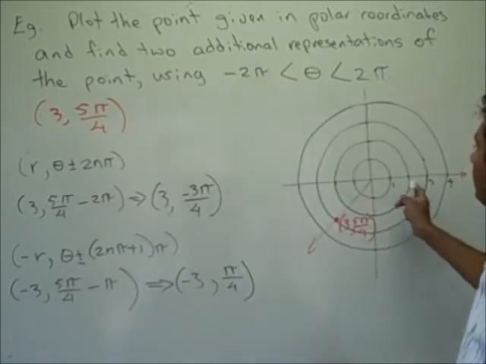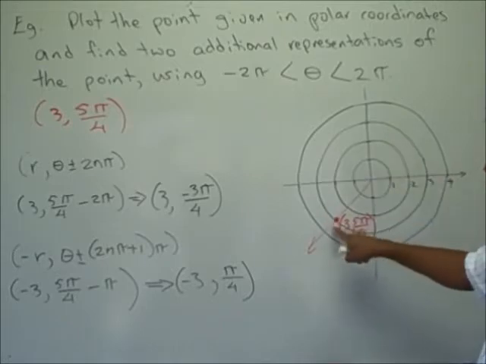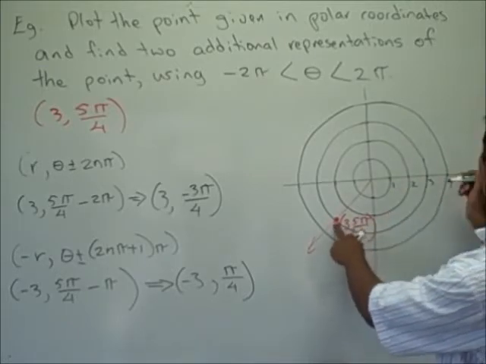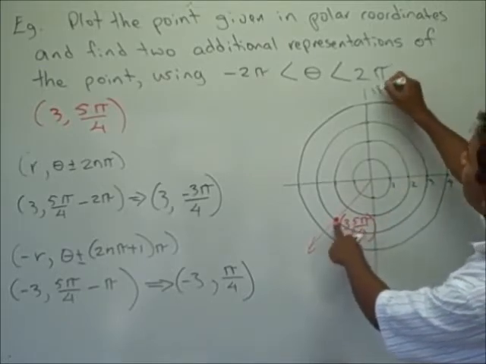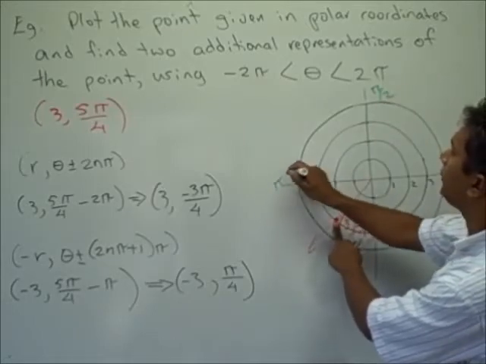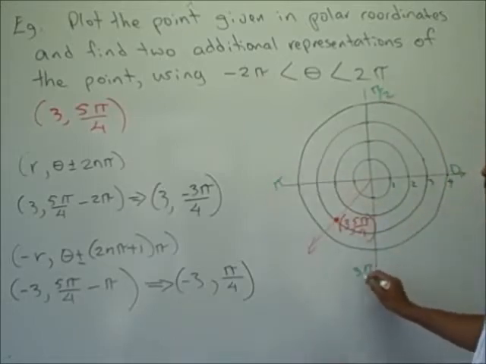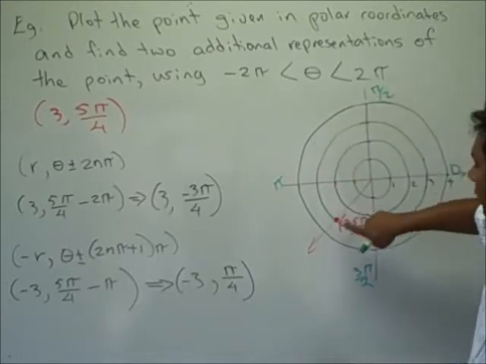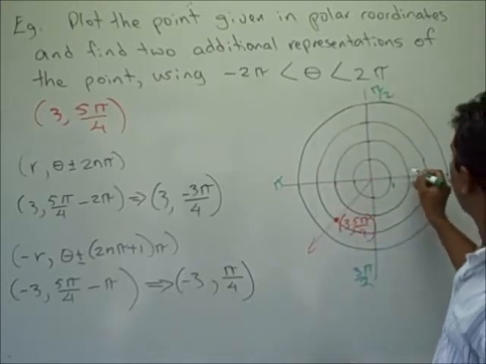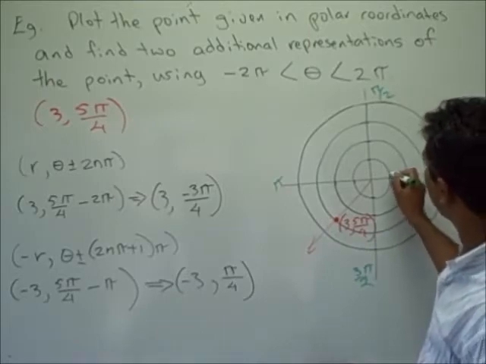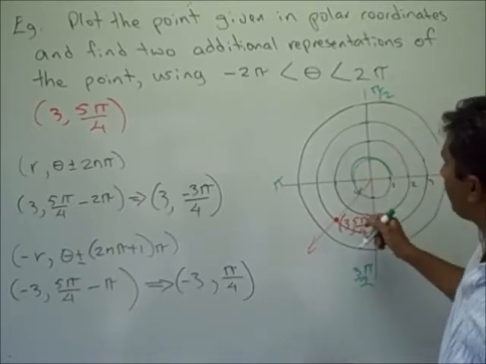When we plot this on our polar coordinate system, we have a radius of 3 and our angle is 5 pi over 4. This will be 0, pi over 2, pi, and 3 pi over 2. So our angle here is 5 pi over 4, measuring in this direction. So this is our 5 pi over 4.